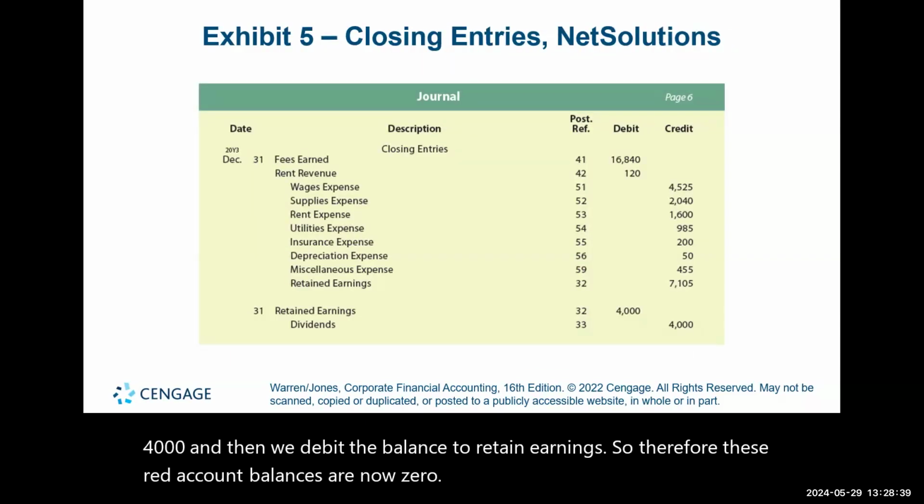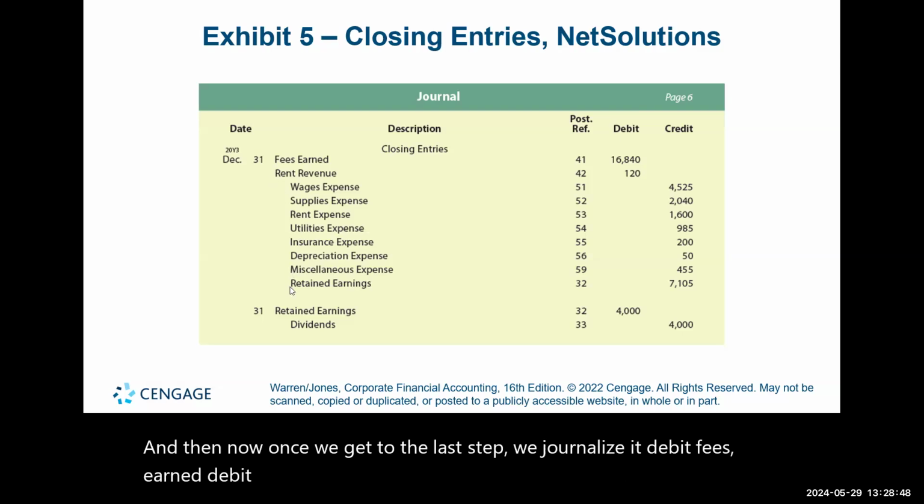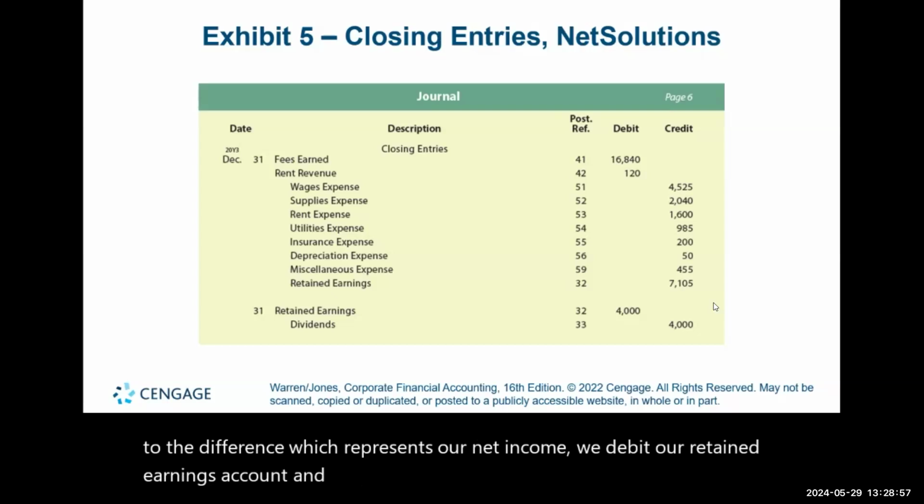And now, once we get to the last step, we journalize it. Debit fees earned, debit rent revenue, credit all of the expense accounts, in addition to the difference, which represents our net income. We debit our retained earnings account and credit our dividends account to close them out.